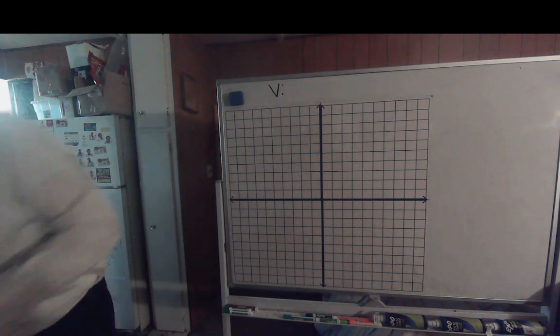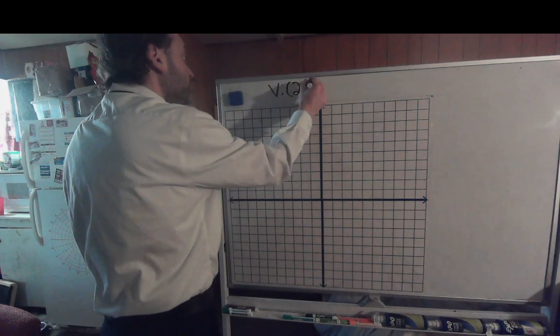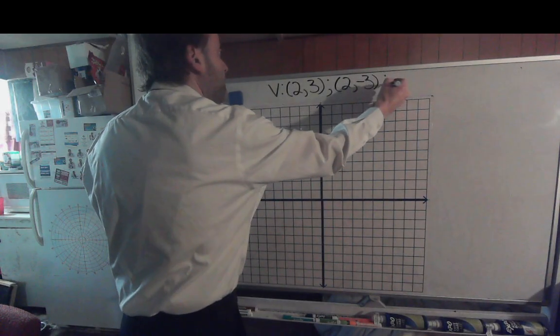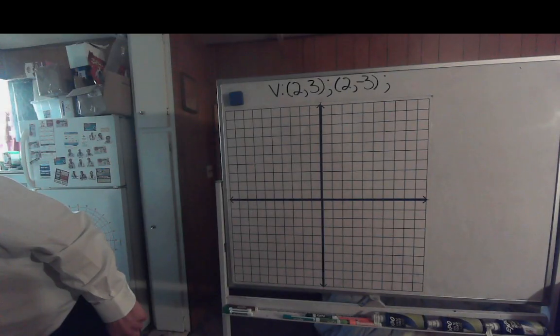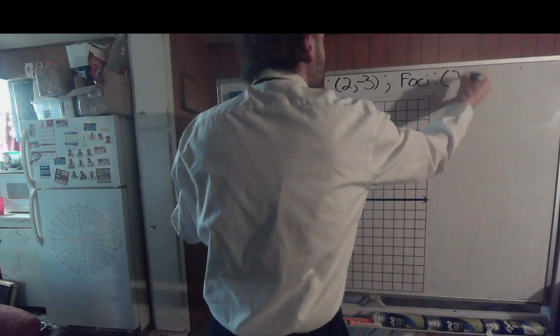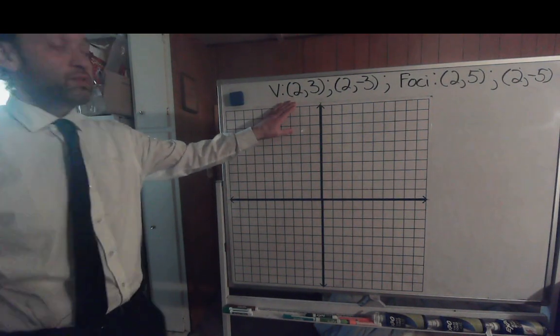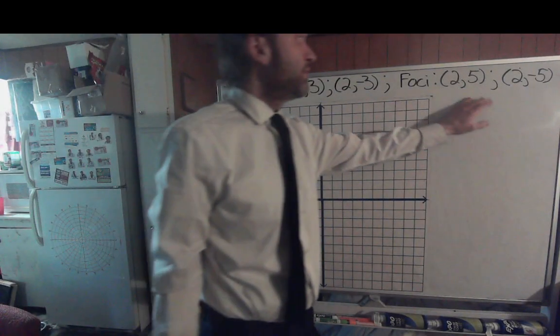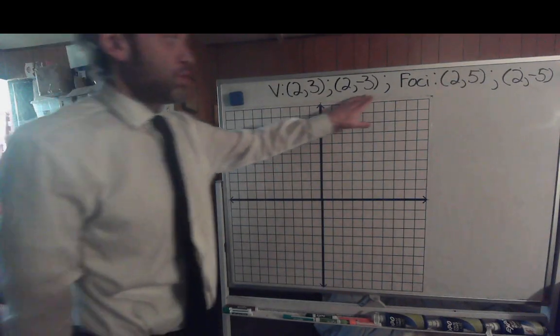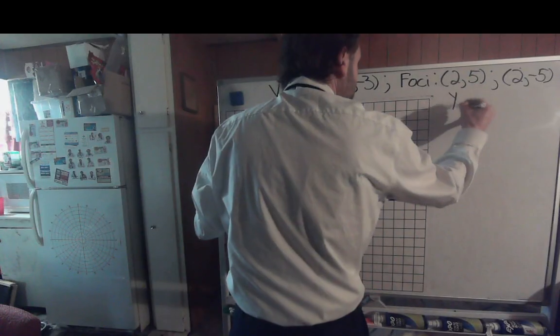Now, let's see here. We have vertices at (2, 3) and then again at (2, negative 3). Then we have foci that are located at (2, 5) and then at (2, negative 5). All right. So the vertices are located at (2, 3), (2, negative 3). The foci are at (2, 5), (2, negative 5). Well, notice that your x-coordinate of 2 doesn't change throughout, but your y-coordinates change. That means the y-axis is the major axis. The y-axis is major, okay?